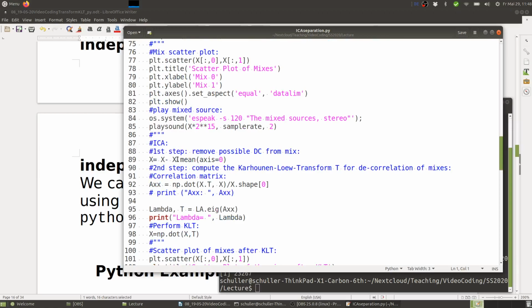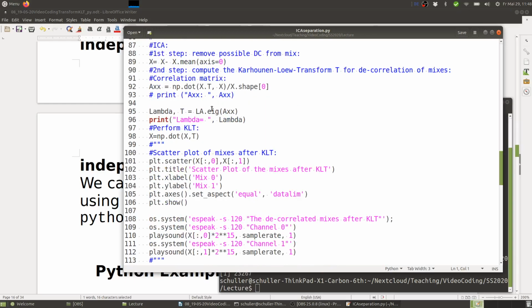So in the next step here, we subtract the mean, basically remove possible direct current from the mix. Sometimes that happens in recordings, and it would be just disturbing here. So we remove it. It's not audible, so it doesn't really change anything. And then here we compute our AXX matrix, the autocorrelation matrix for X.